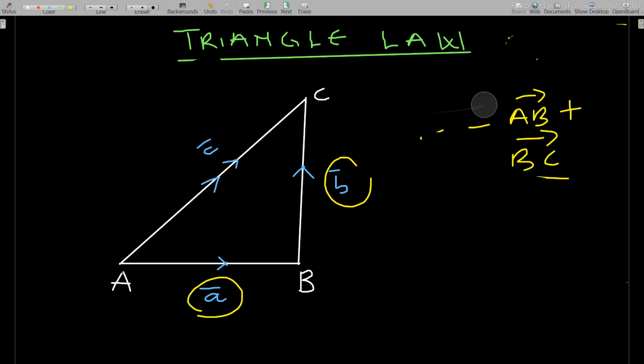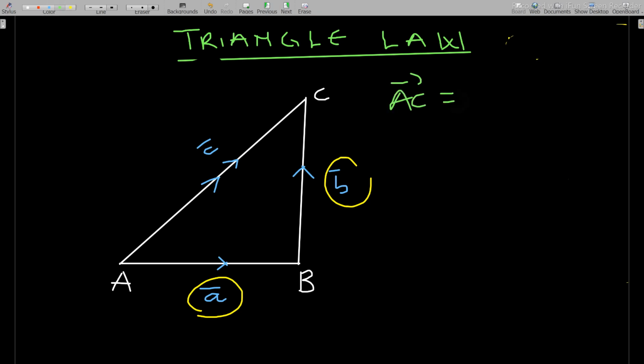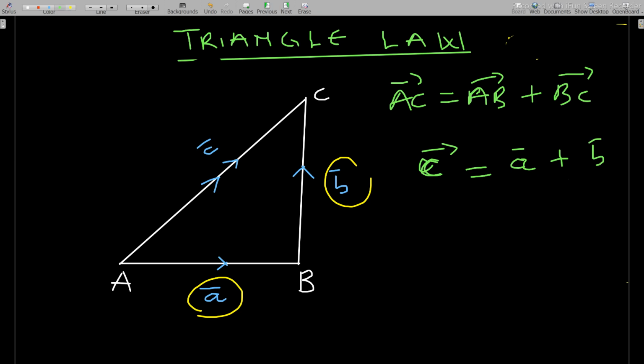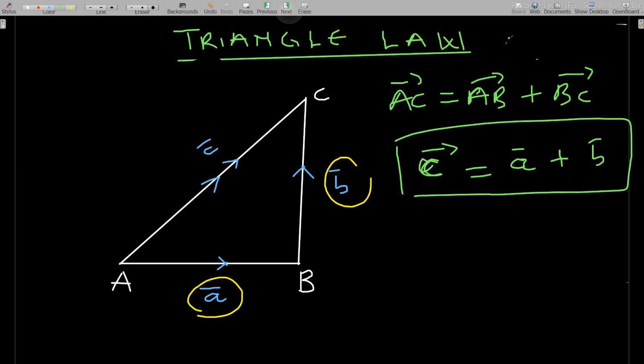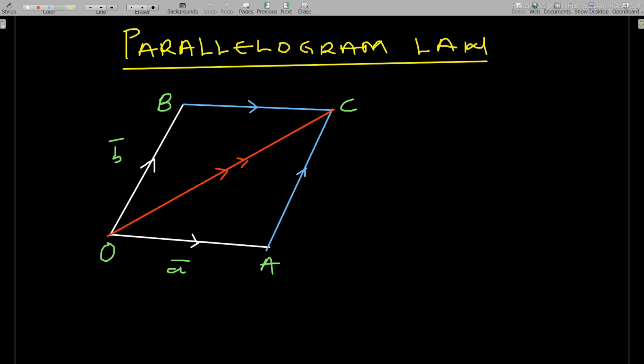So let me write the formula for you. If you have this, then your final answer AC will always be equal to AB plus BC, or small c, is equal to small a plus small b. I hope this is okay. So this is how you use the triangle law of vector addition. Let's go to the next one, the parallelogram law of vector addition.